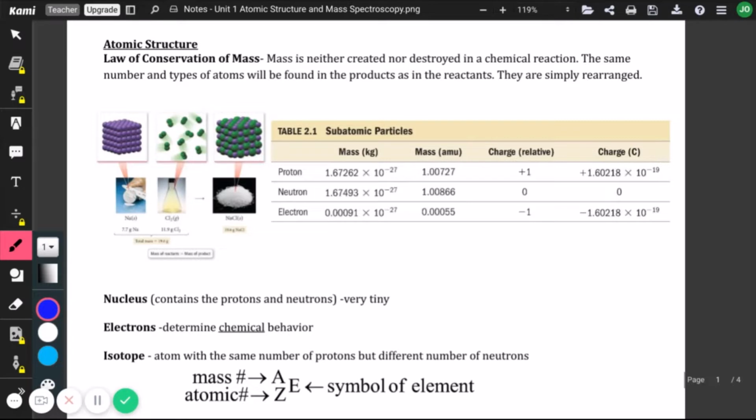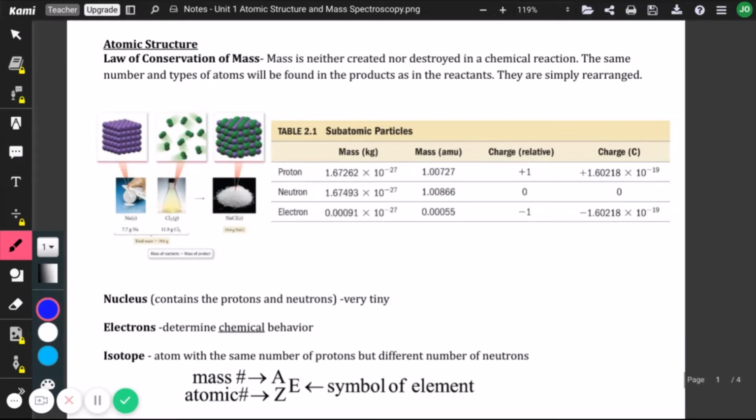You can rearrange them. So I could start with 1 carbon and 2 oxygen as reactants, and I could produce carbon dioxide as a product. But again, I've got 1 carbon and 2 oxygen on the reactant side, 1 carbon and 2 oxygen on the product side. All right.